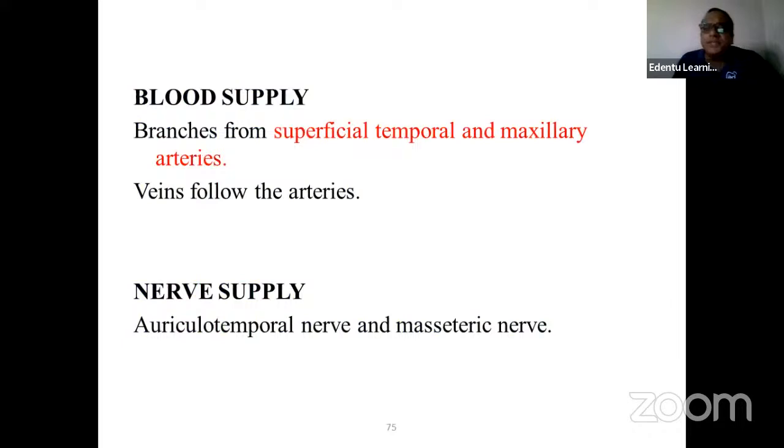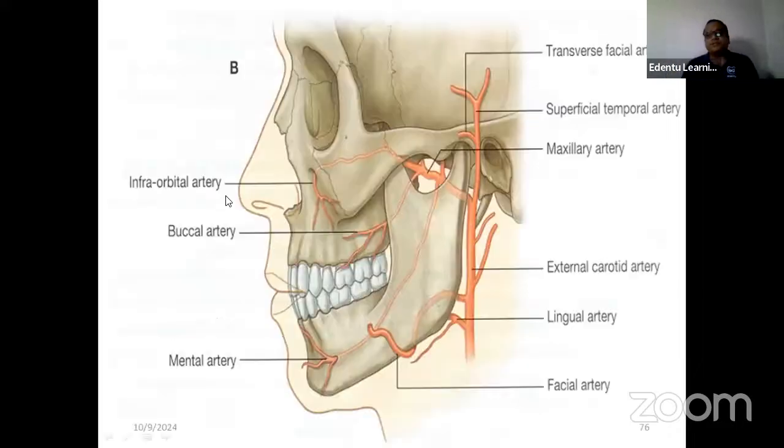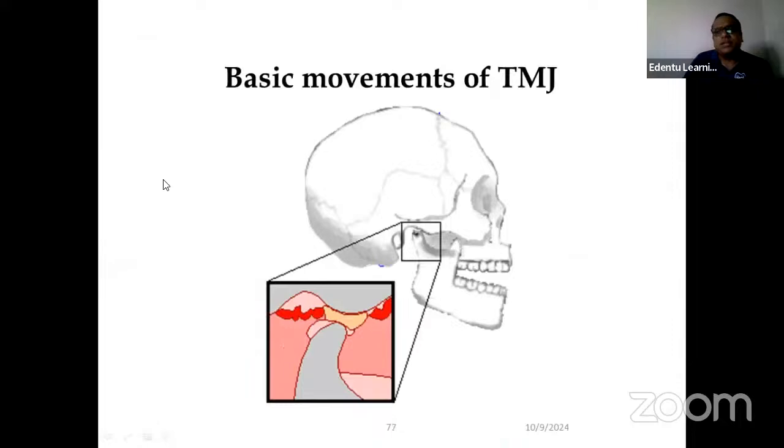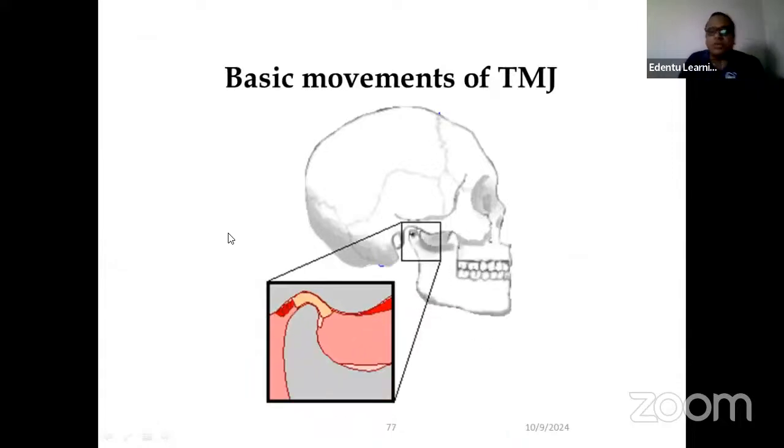Blood supply of TMJ: superficial temporal and maxillary arteries, which are branches of the external carotid artery. I have discussed this in my first session. Veins follow the arteries, and nerve supply is by the auriculotemporal nerve, which is a branch of the mandibular nerve, and masseteric nerves. This is the diagram which you can draw. This is a very common question, right? I know you would have learned this. Just a quick revision I am doing so that you don't miss it out.